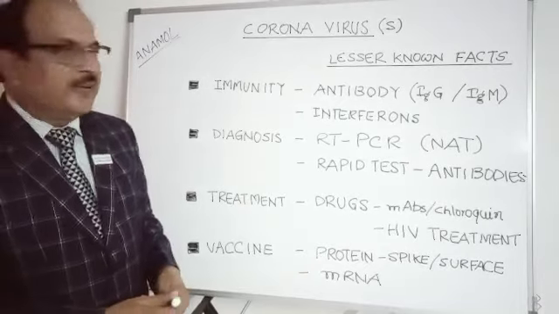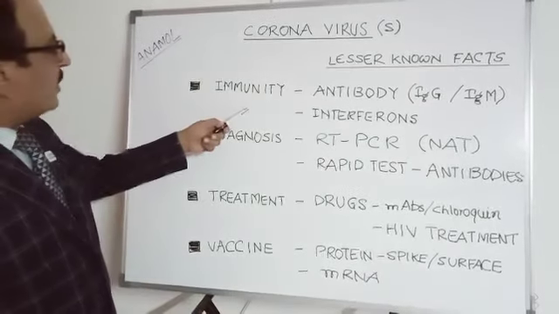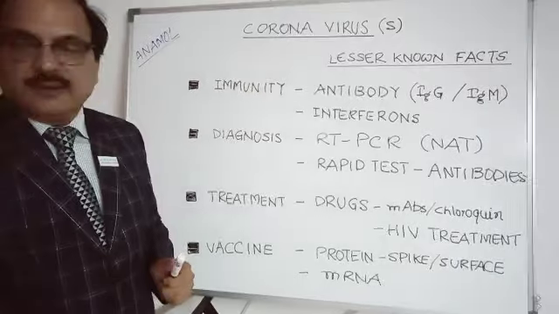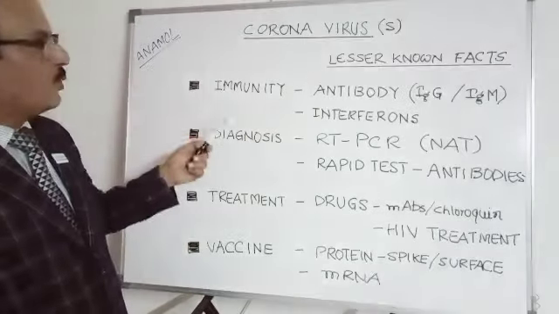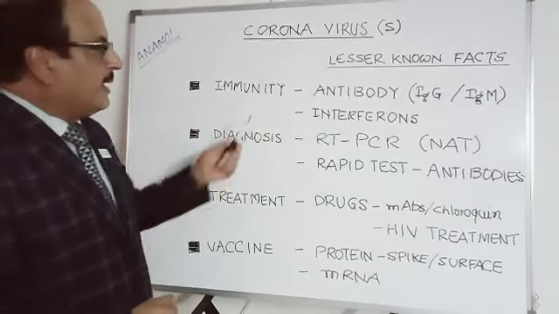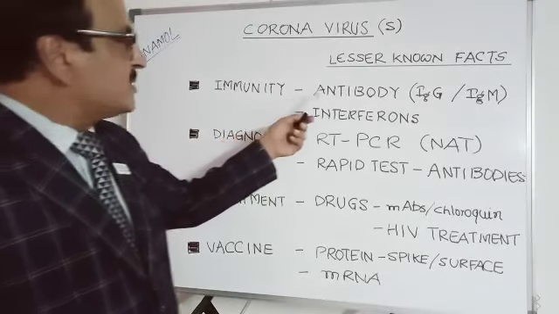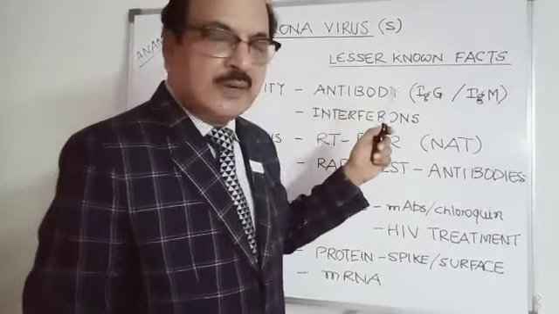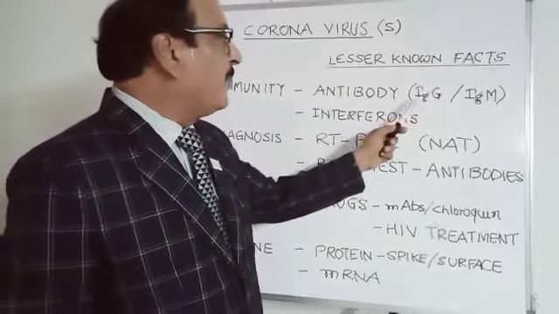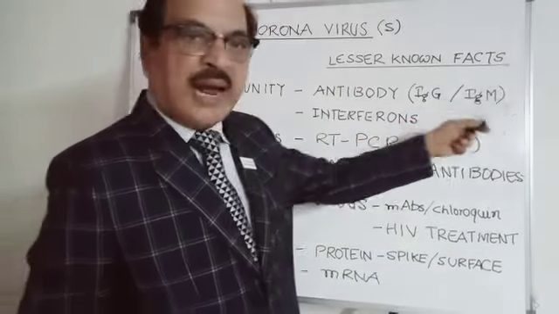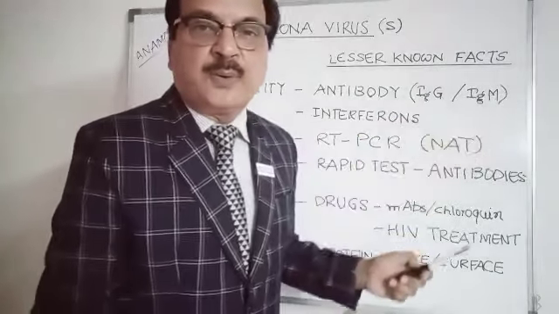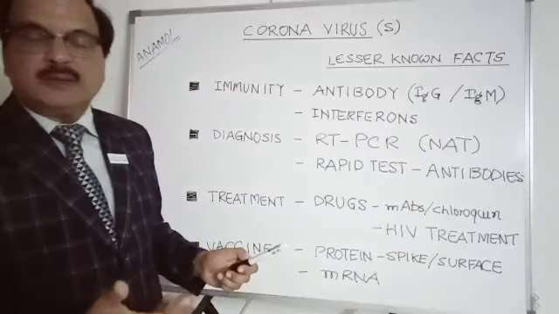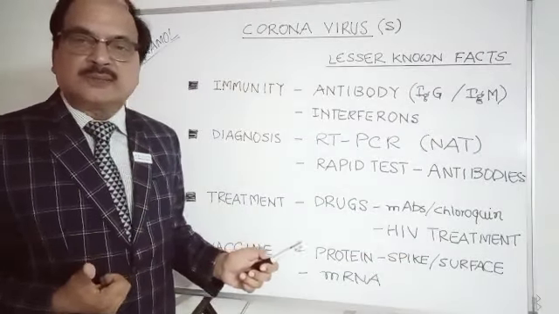Yes friends, now we look into what is the immunity. Immunity with respect to corona infection. Immunity largely is the production of antibodies, and these antibodies are of immunoglobulin G type or M type. These are produced in response to infection when the coronavirus invades into our lung system.